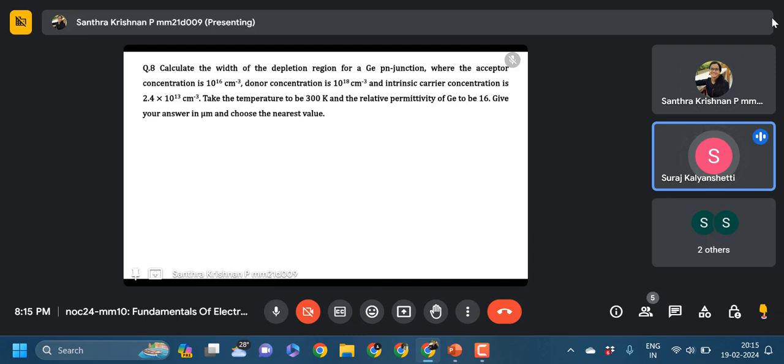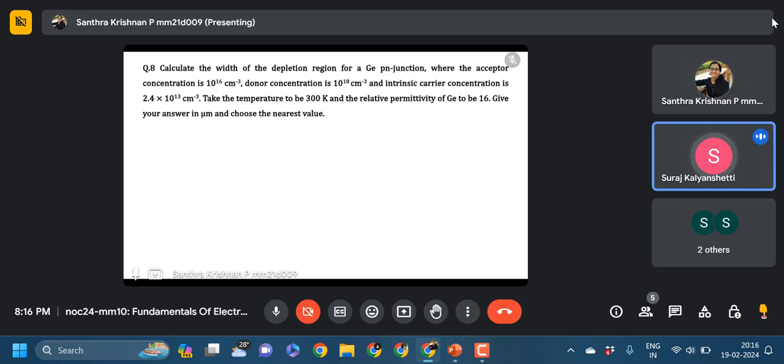Calculate the width of the depletion region where the acceptor concentration NA is 10 raised to 16, and donor ND is 10 raised to 18. Why do we need the intrinsic carrier concentration? It need not be required. The temperature is also not required.